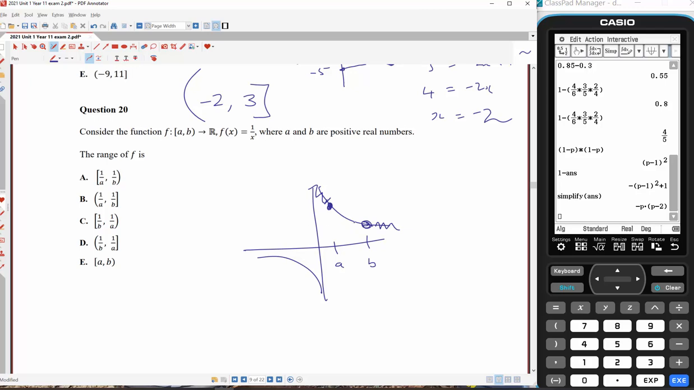Okay, we want to get the range. So if we bang b in, this one here is going to be 1 on b. This one here is going to be 1 on a. These are the y values here. So the lowest value is 1 over b. The highest value is 1 over a. This one here is not included. This one here is included. 1 over b, 1 over a.